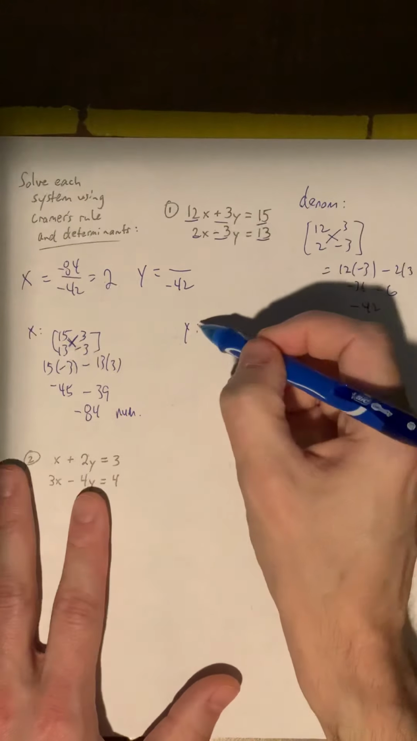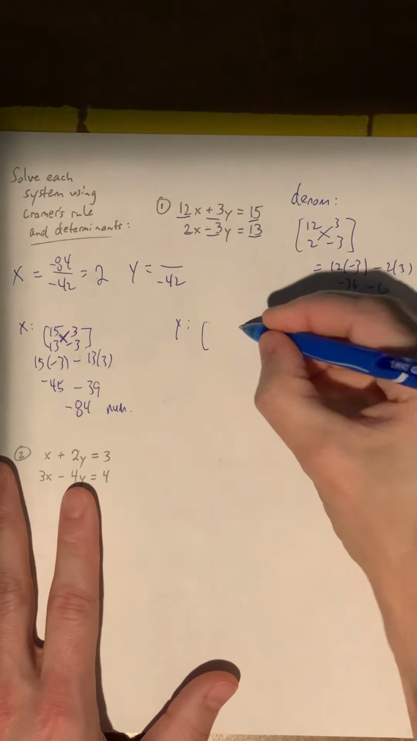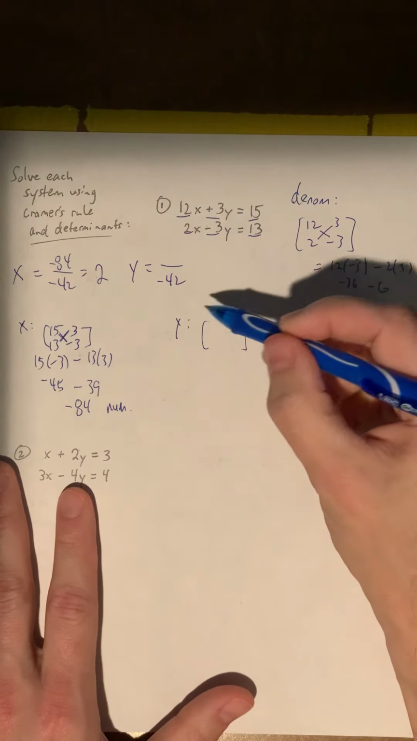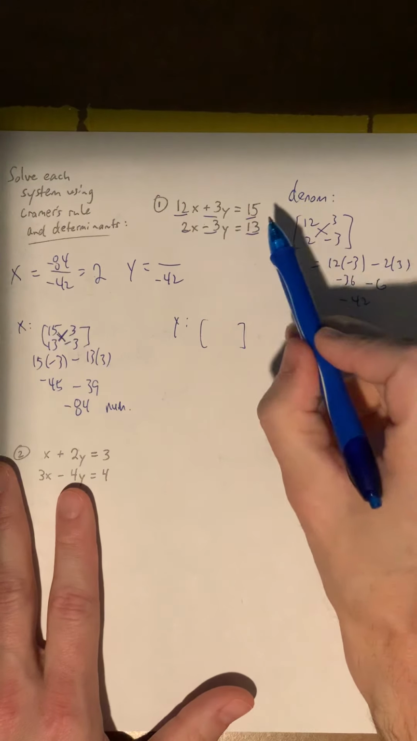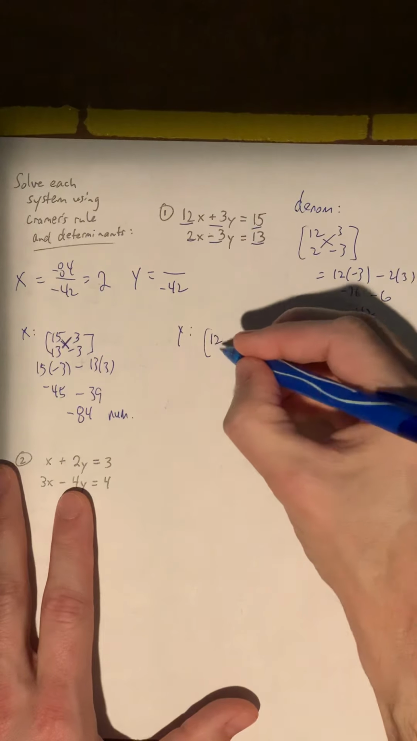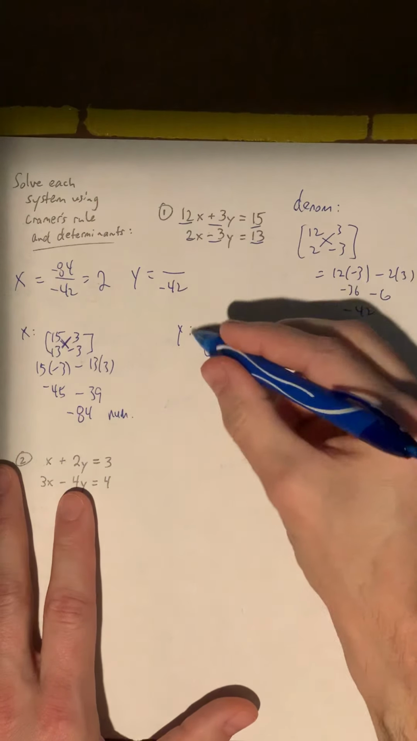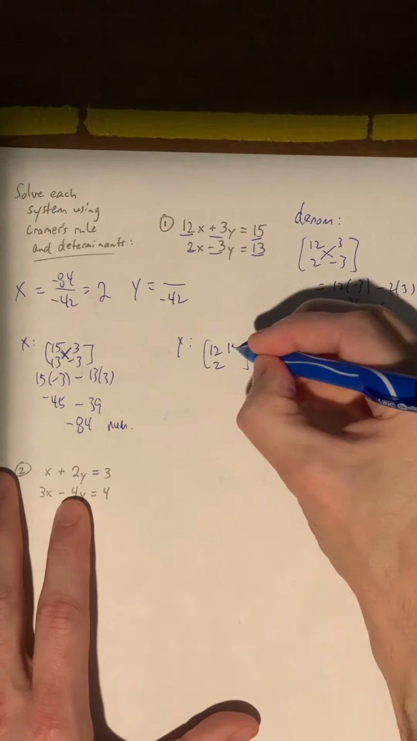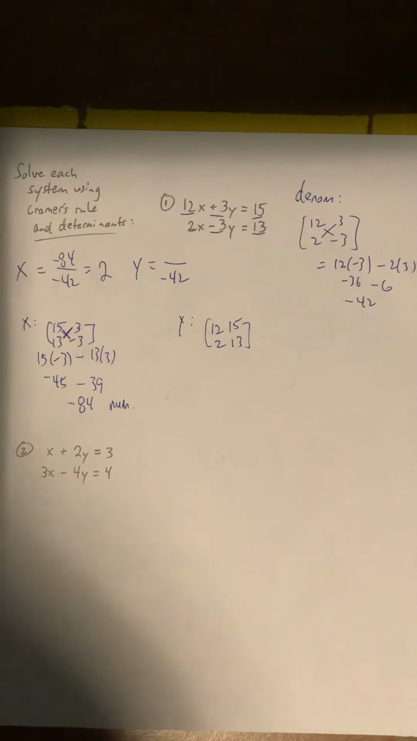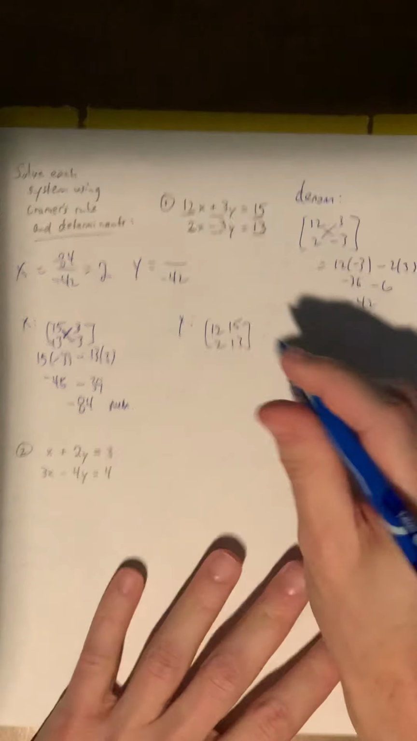All right, for y, you go to your 2 by 2 matrix. But since you're going for y, you replace the y coefficients with your constants. So you use the x coefficients, 12 and 2, but in place of y, you put 15 and 13. Okay, and then you find the determinant of that.